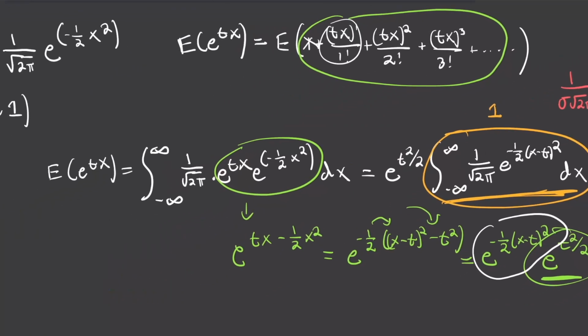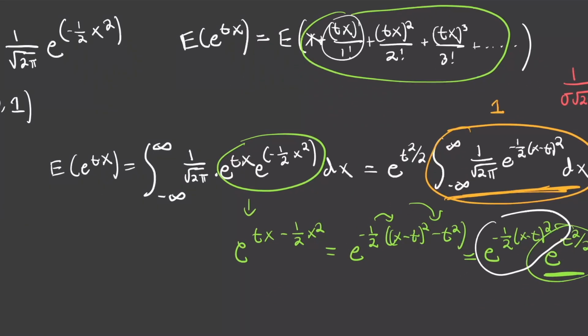So that's it. The expected value of e to the power of tx, in our case, is just going to be e to the power of t squared divided by 2. That's our moment generating function.